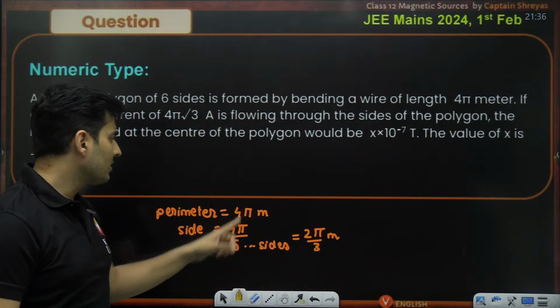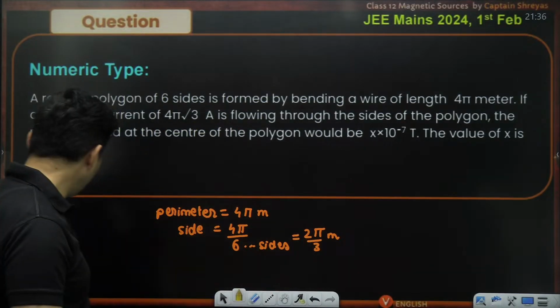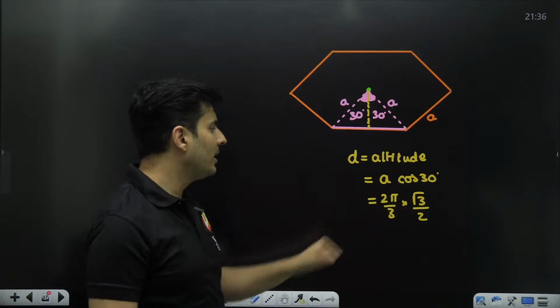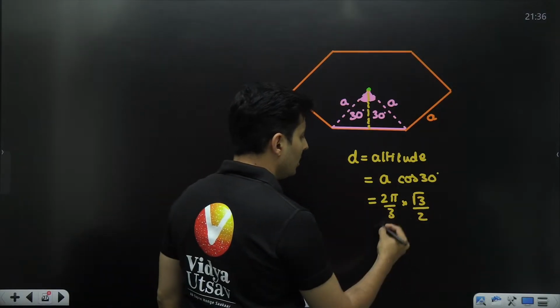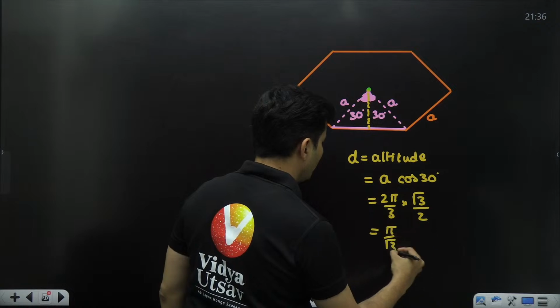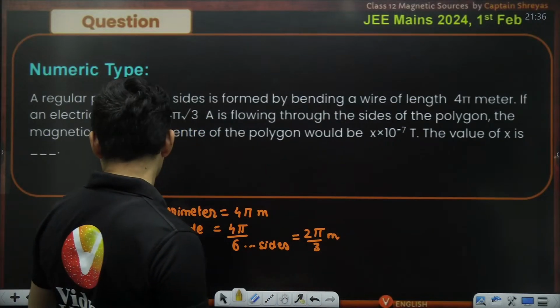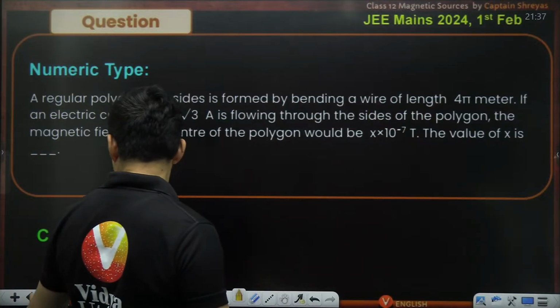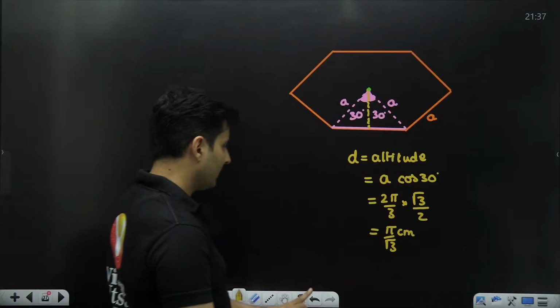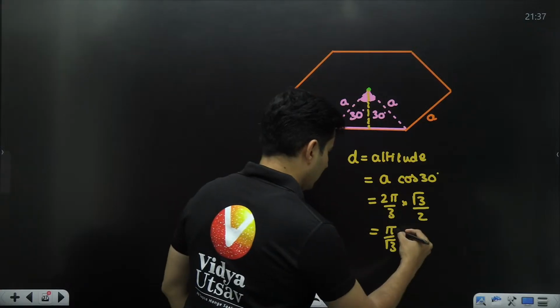The wire length is 4 pi. You are bending it into a hexagon. So each side will be this many meters. So altitude will be 2 pi by 3 into root 3 by 2. So 2 cancels and root 3 cancels. So it will become pi by root 3 centimeters. Is it in centimeters or meters? Oh, sorry, it is meters. So this will be meters only.